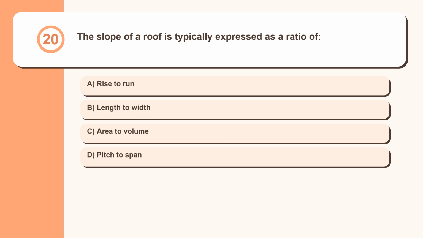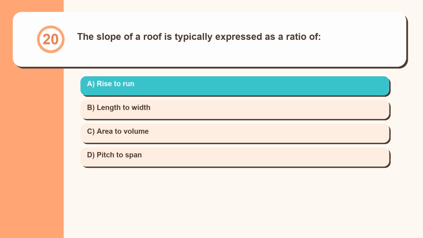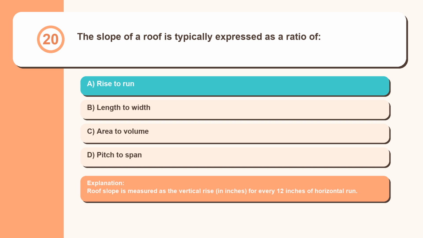Question 20. The slope of a roof is typically expressed as a ratio of rise to run, length to width, area to volume, pitch to span. Roof slope is measured as the vertical rise, in inches, for every 12 inches of horizontal run.